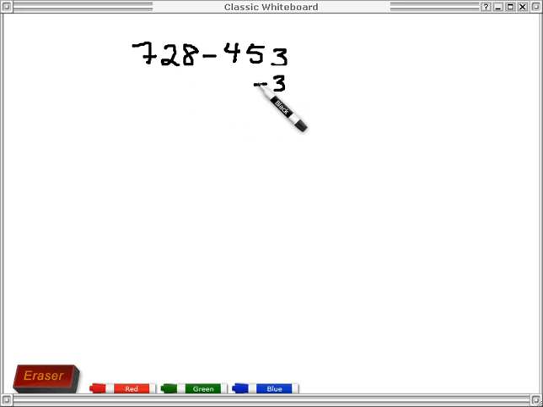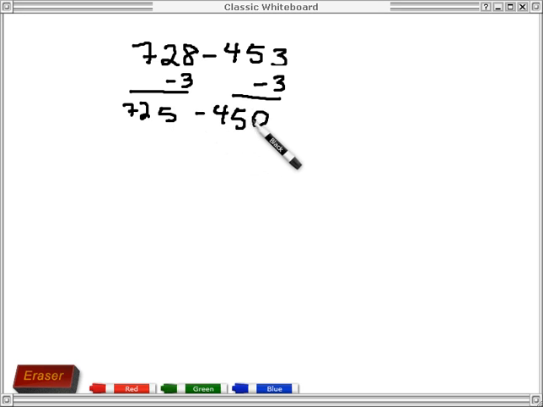Now, one of the differences is that if you think about it, if we're subtracting 3 less, then that's going to make the result larger. And so to compensate for the subtraction of 3 here, we're going to subtract 3 here. And so now I'm looking at the problem of 725 minus 450. And now at this point you might just be able to do this.